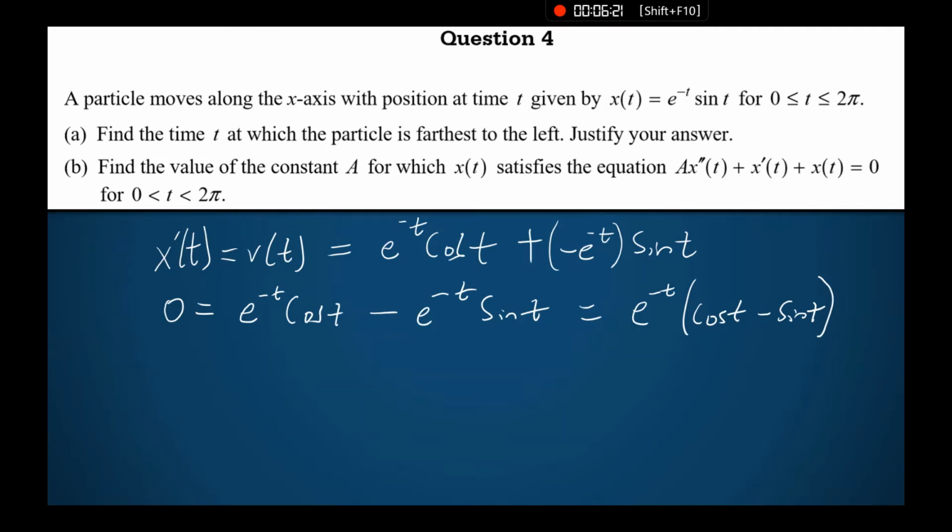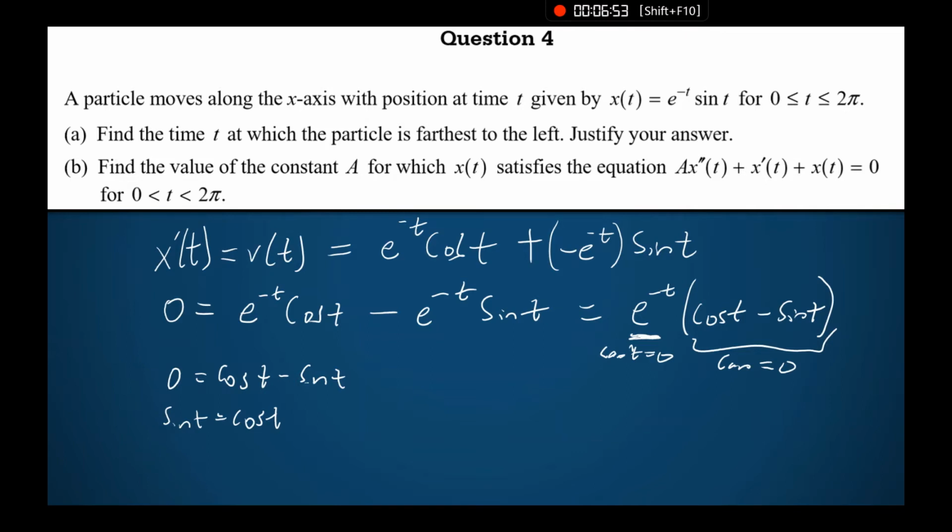If I raise something to a power of 0, it would be 1. If I raise something to a negative power, it'll be 1 over something. If I raise something to a positive power, it'll be a really big number. So because this part can never equal 0, we just need to set this part equal to 0. So I've got 0 equals the cosine of t minus the sine of t, or the sine of t equals the cosine of t whenever this is true.